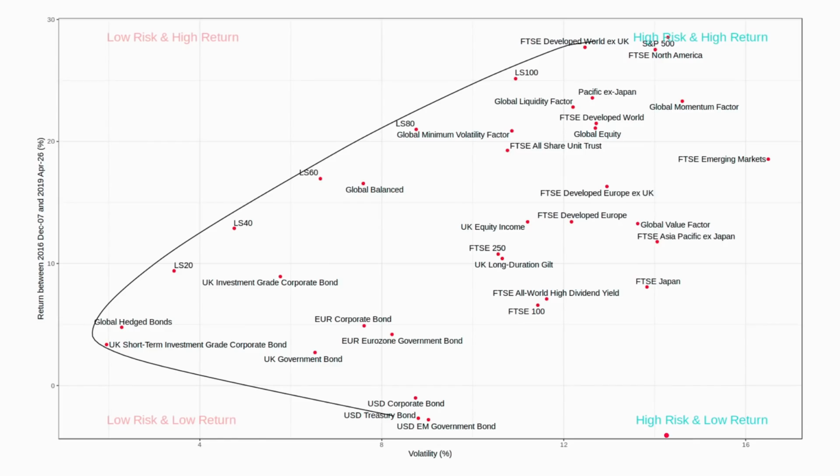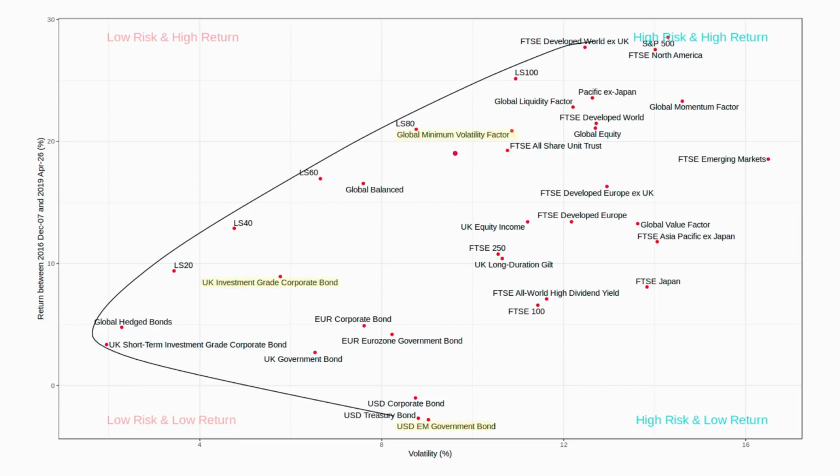This is what the risk-return plot looked like for Vanguard funds between 2016 and April 2019. Risk is along the bottom, so high risk is on the right and low risk is on the left. And return is on the y-axis. So low returns are down here and high returns are up here.